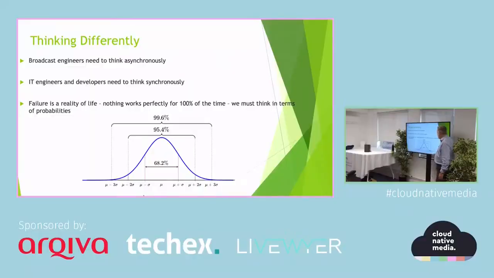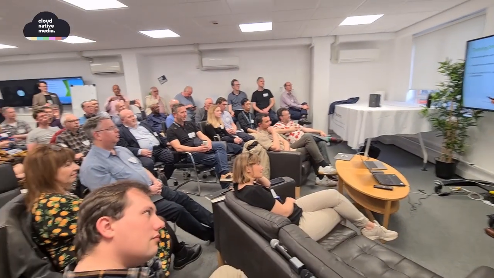So when we move to the cloud, we have to accept failure. It's a consequence of life. Nothing works perfectly 100% of the time. We must think in terms of probabilities. This is just basic physics. Okay? We can't guarantee anything. We can only say with a certain amount of probability an event will probably happen.